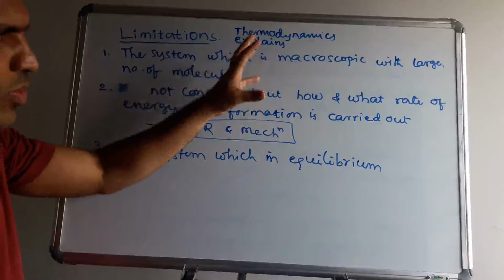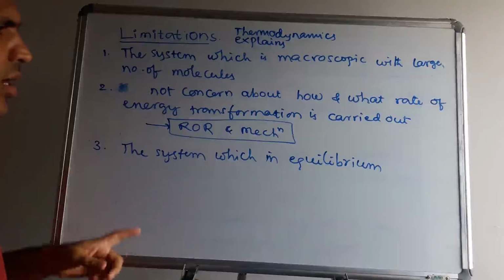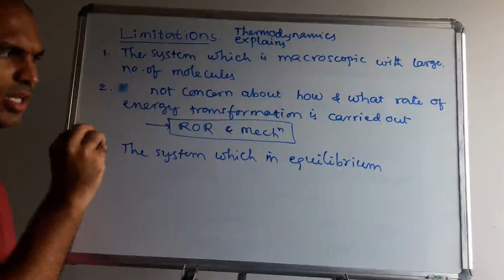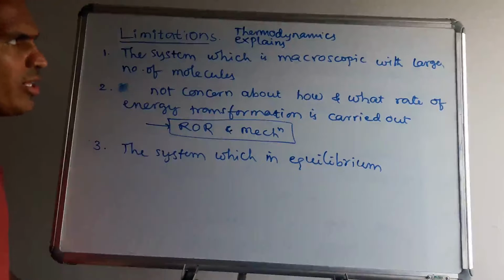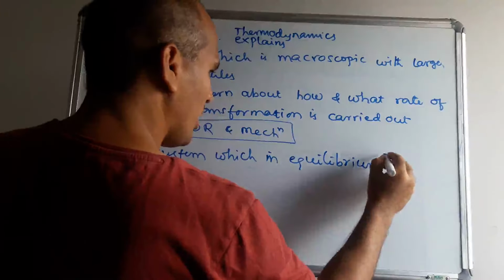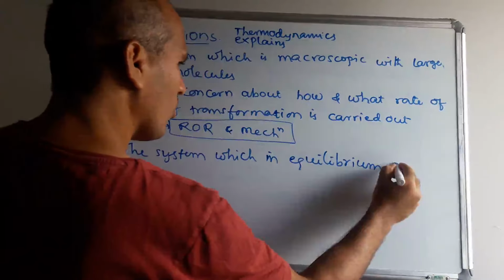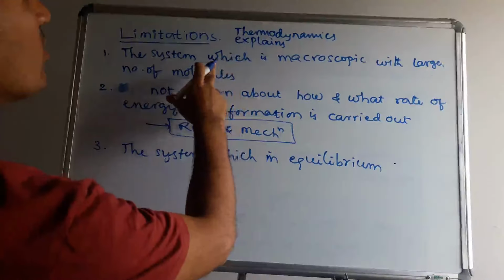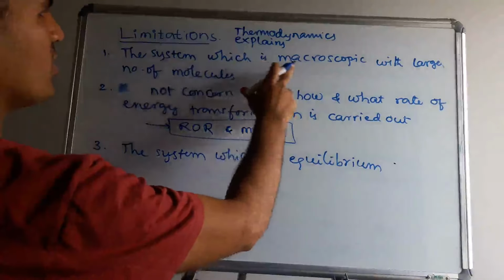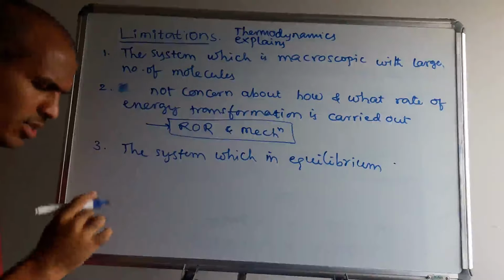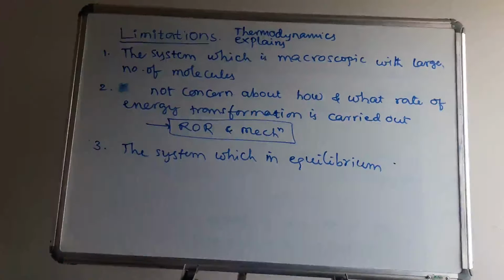It means microscopic objects it does not explain, and it does not explain the rate also, or the mechanism also, and it explains only the system which is in equilibrium, otherwise not. So the system which is in equilibrium, for that only it is applicable. Thermodynamics explains the system which is macroscopic and does not explain the rate. So these are the limitations.